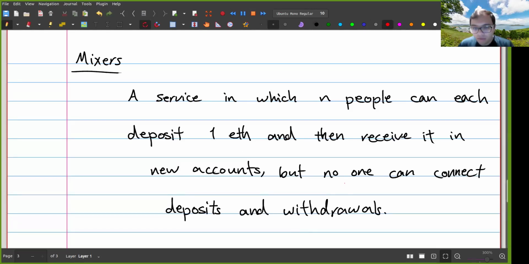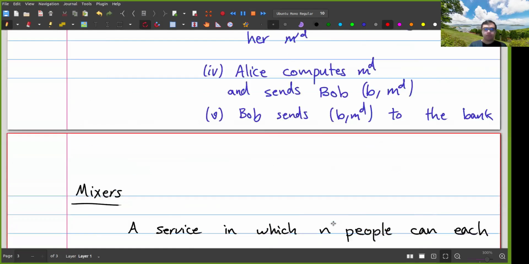But when I say no one, I have to actually say no one else, right? Because of course, if you're one of the people taking part in this mixing service, you know your old account and your new account. Okay, but I want to make sure that no one else can connect the deposits and the withdrawals.